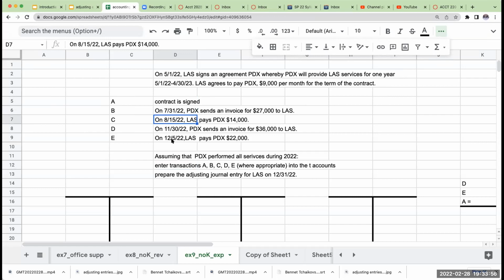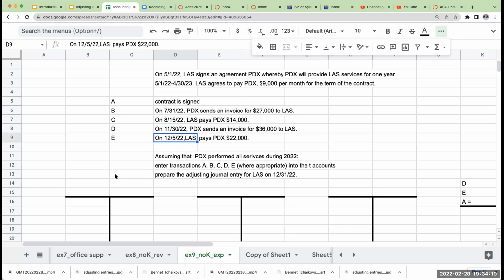On August 15th, we pay them $14,000. On November 30th, they send us an invoice for $36,000. And then on December 5th, we pay them $22,000. So assuming that PDX performed all the services during 2022, we have to go through and input the transactions into the T accounts. Then we'll make our adjustment at the end.